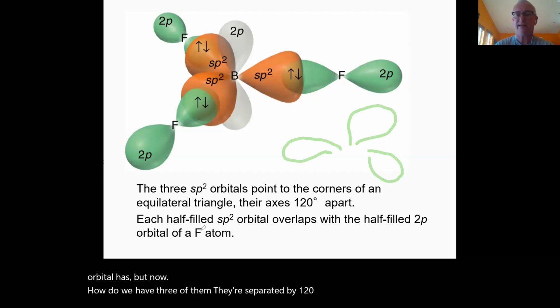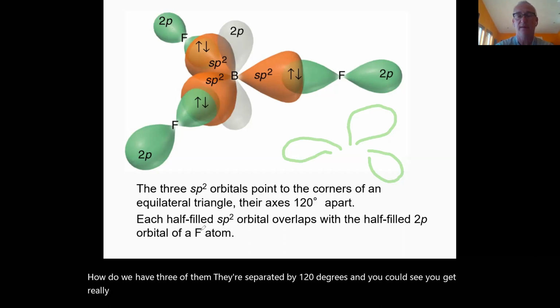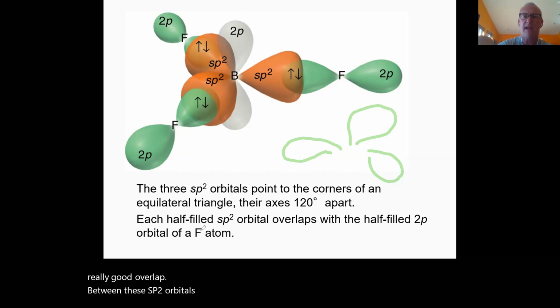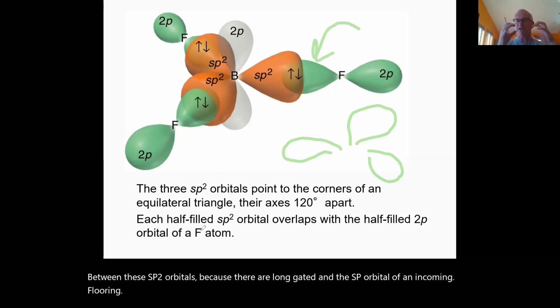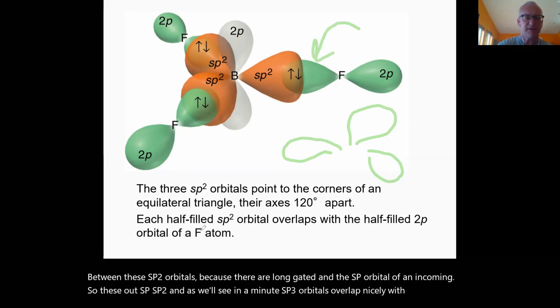And you can see you get really good overlap between these sp2 orbitals and the orbital of an incoming fluorine, because they're elongated. So these stretched out sp, sp2, and as we'll see in a minute, sp3 orbitals overlap nicely with incoming electrons.